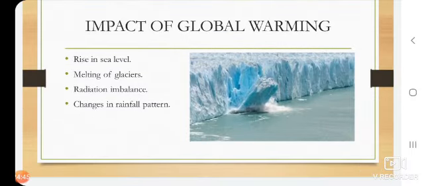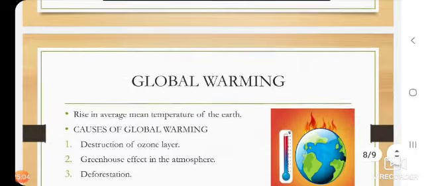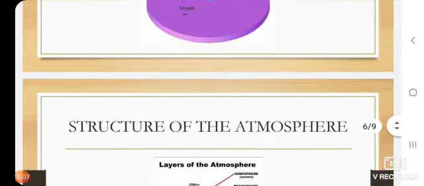And the effects of global warming are the melting of glaciers, snow mountains, and polar ice caps, an increase in the sea level, and changes in the rainfall pattern. Fresh water will be contaminated with the salty water of the sea, and radiation imbalances occur, and so on. Right, children?